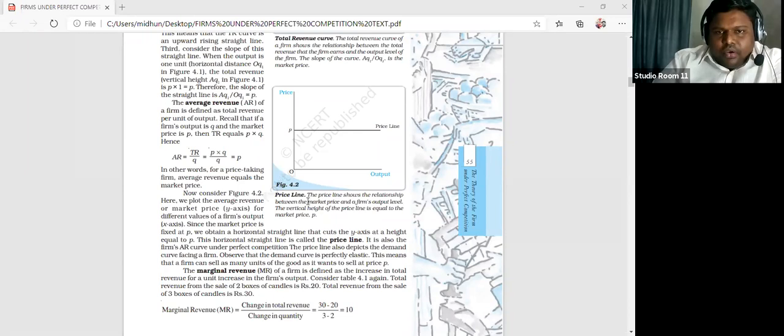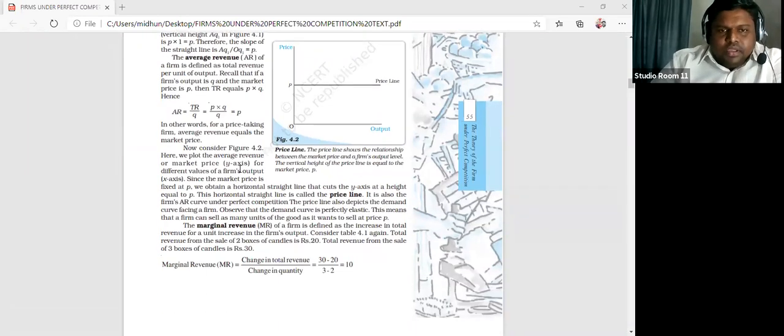And this is the AR curve, the average revenue curve here. You can see the price line shows the relationship between the market price and a firm's output level. The vertical height of the price line is equal to the market price P. So this is the price line. It is not changing. It is constant. So average revenue is the price here.